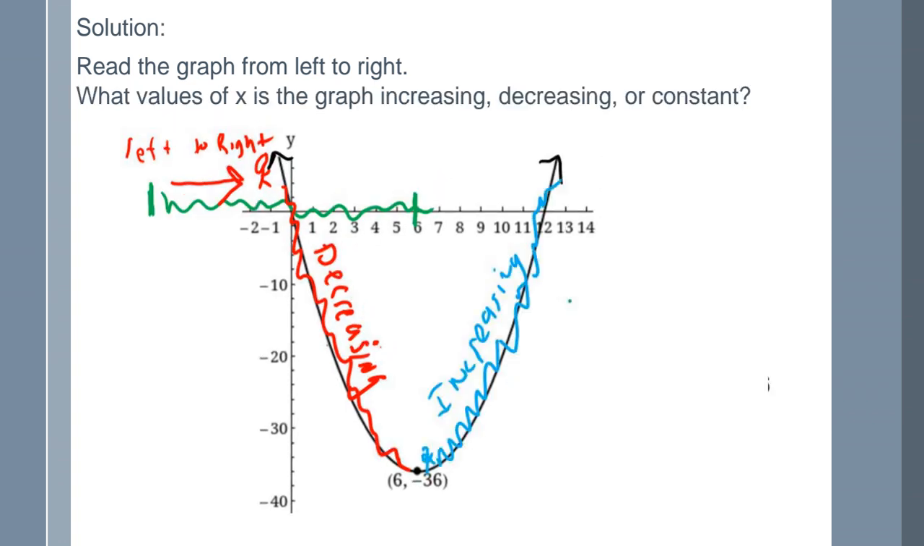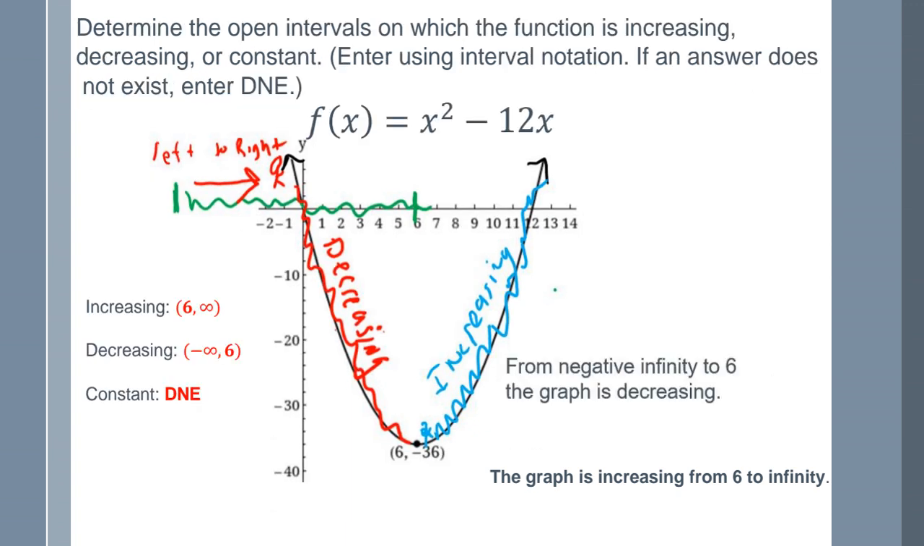Okay, let me see here. And then it's increasing from 6 to +infinity, right? Because it's increasing from the 6 here, and it's going up all the way to infinity. So from 6 to infinity is going to be increasing. And for the constant, there's no constant, because when it's constant, it's like a horizontal line.